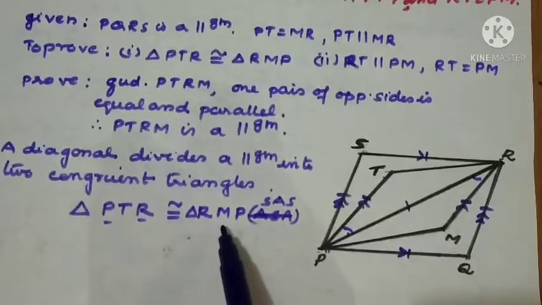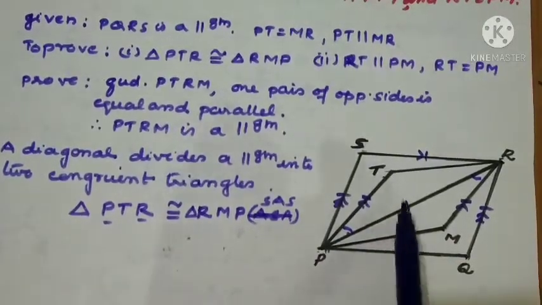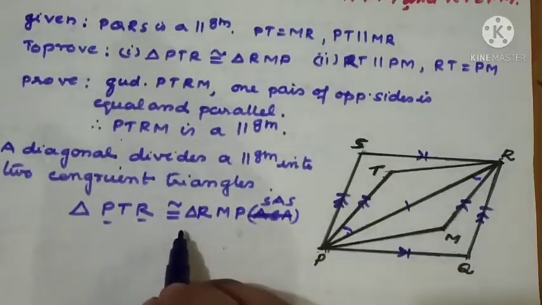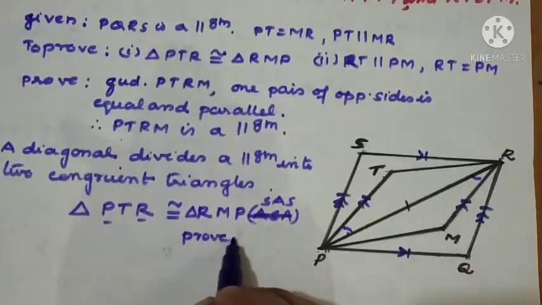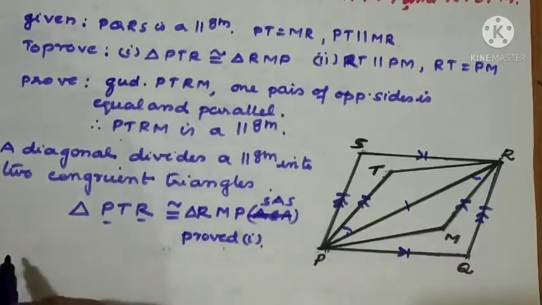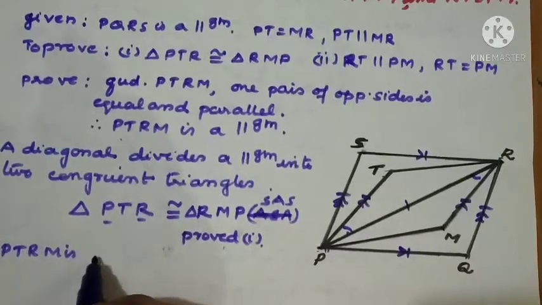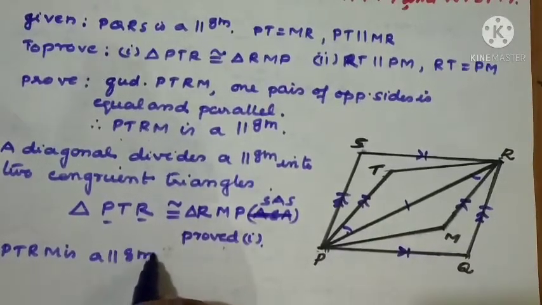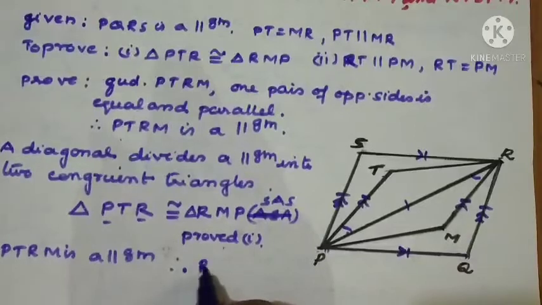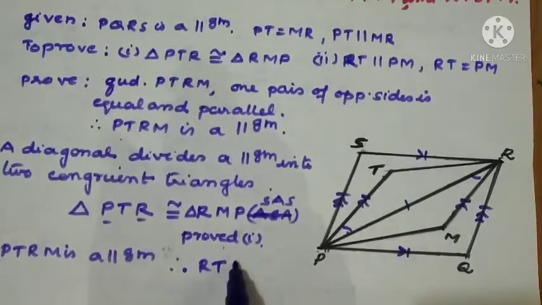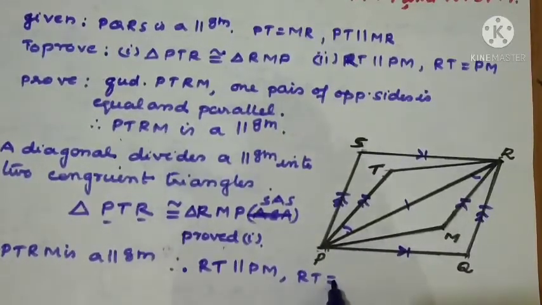Now if they are congruent, what is the next one? We have already written that PTRM is a parallelogram only. So here we can write that a proved one. Next, PTRM is a parallelogram. Therefore, RT, the remaining side RT parallel to PM and RT equal to PM. Hence proved.